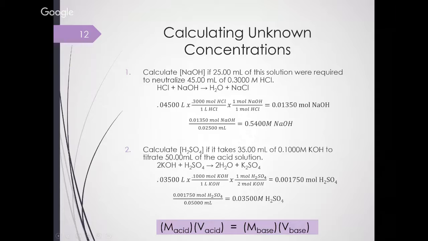So I do my stoichiometry, I multiply, I divide. I end up with my moles of sulfuric acid, 0.001750 moles. And I take my moles, I divide it by my volume in liters, which I've converted to liters, not milliliters. And I get a concentration of 0.03500 molar. Man, I've got a lot of errors in my slides.